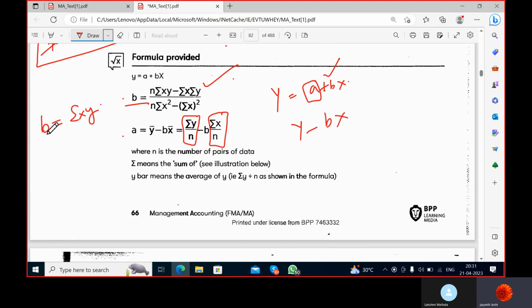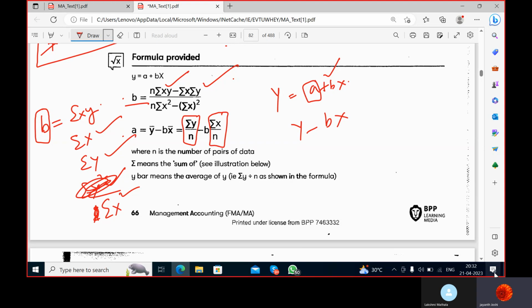I'm extremely sorry. To find out B, what do you want, Hamsika? You want sigma xy or not? Yes, sir. Sigma xy, sigma x, sigma y, sigma x square, and sigma x, whatever you get, whole square of that. That's the secondary thing. So you want sigma x, sigma y, and sigma y square, as well as sigma x square, correct? Correct, sir. But sigma y square is not there. Sigma x square we want, and also we want sigma xy as well. So already we have put them.